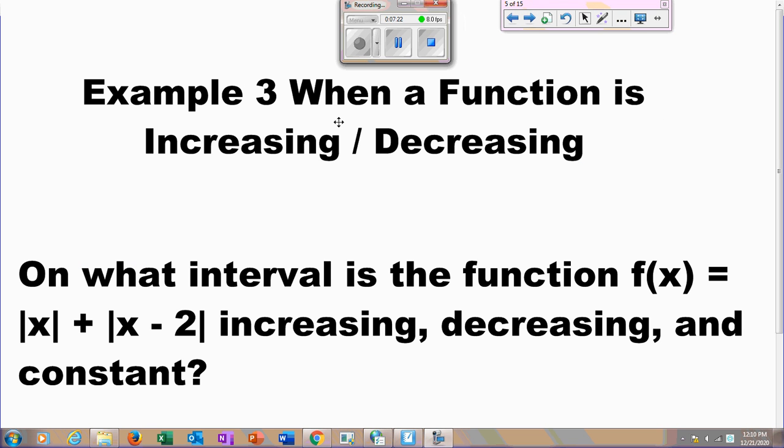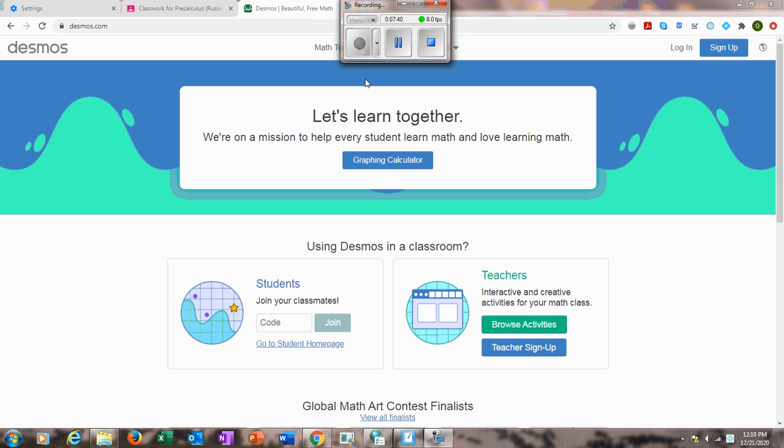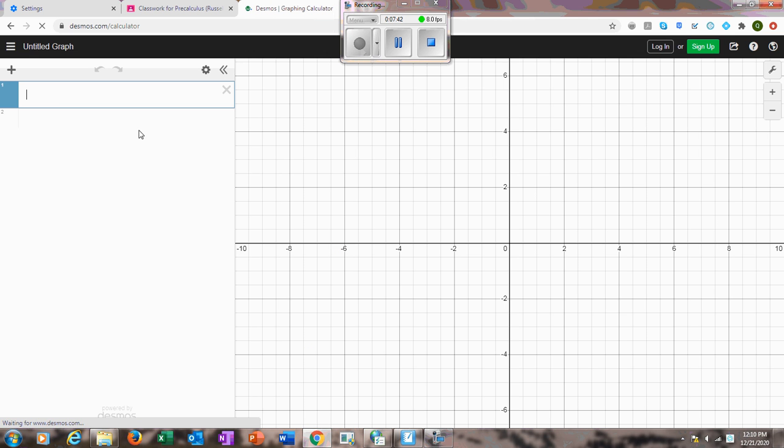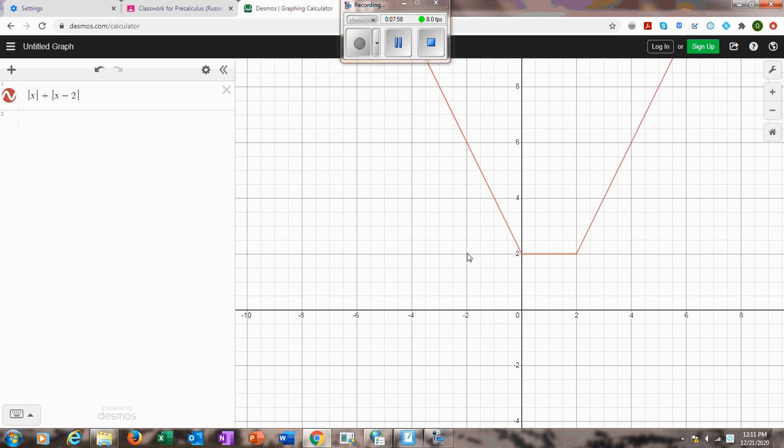Example 3, when a function is increasing and decreasing. On what interval is the function f of x equals absolute value of x plus the absolute value of x minus 2, increasing, decreasing, or constant? So for this one, I'm just going to go to Desmos and I'm going to graph this. I can do absolute value of x plus absolute value of x minus 2. And I need to know what intervals it's increasing, decreasing, and constant.